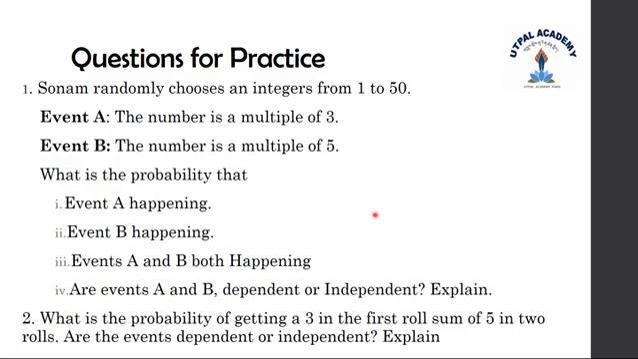All right. Question number 2 says, what is the probability of getting a 3 in the first roll and a sum of 5 in 2 rolls? Are the events dependent or independent? Explain. So you need to find it out.